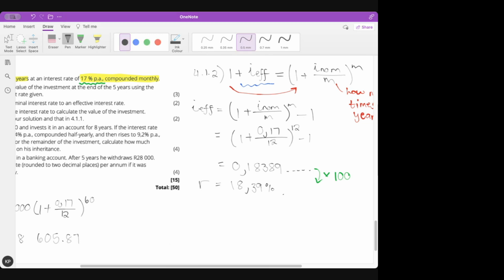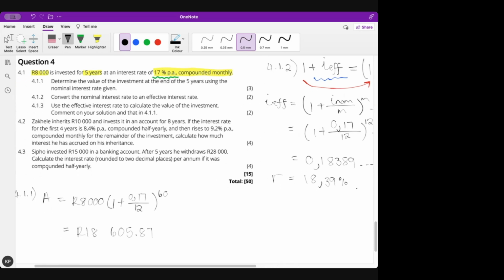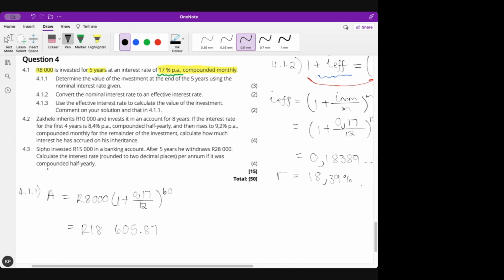This makes sense. All right. Great. Now it says use the effective rate that you have just now found to calculate the value of the investment and compare it to your answer in 4.1.1. Okay.